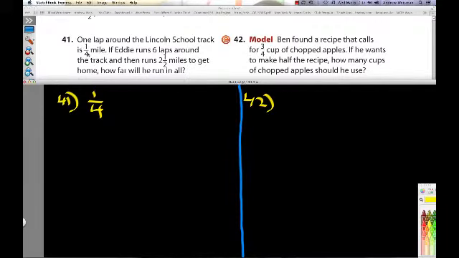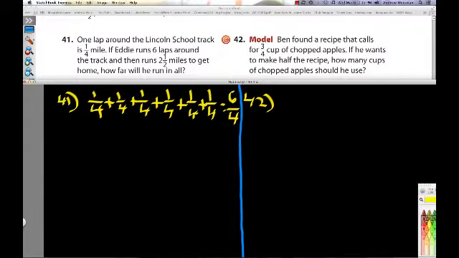Well, he ran 1/4 of a mile is 1 lap. He ran 6 of them. So I could do 1/4 and add it 6 times. That's 2 of them. 3, 4, 5, 6, which I know I have the same denominator, so I can just add numerators. 1, 2, 3, 4, 5, 6.